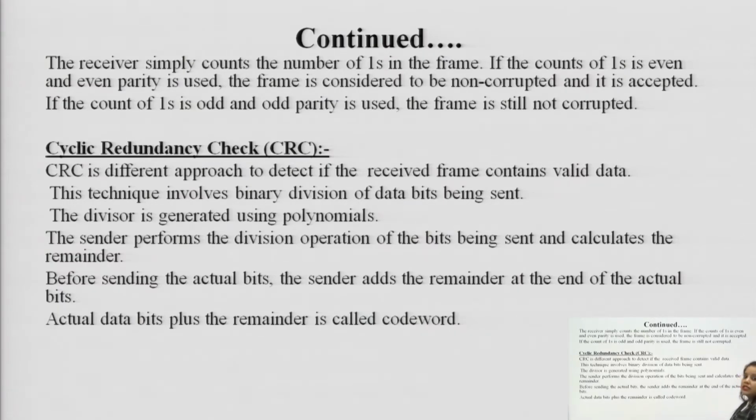So, at the receiver section, what is going on? The receiver simply counts the number of ones in the frame. If the count of ones is even and even parity is used, the frame is considered to be non-corrupted and it is accepted. If the count of ones is odd and odd parity is used, then the frame is still not corrupted.